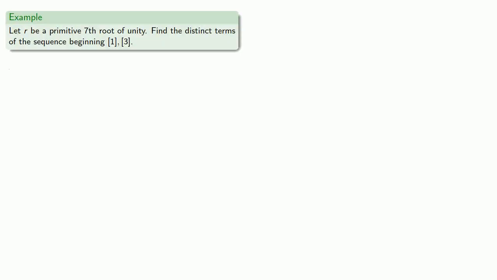For example, let R be a primitive seventh root of unity. Find the distinct terms of the sequence beginning bracket 1, 3. And so we have a sequence where we multiply each index by 3, and so our sequence begins bracket 1, bracket 3 times 1, or 3, bracket 3 times 3, that's 9, and remember, that's really R to the ninth, where R is a primitive seventh root of unity. And because it's a primitive seventh root, we can factor out an R to the seventh and simplify.